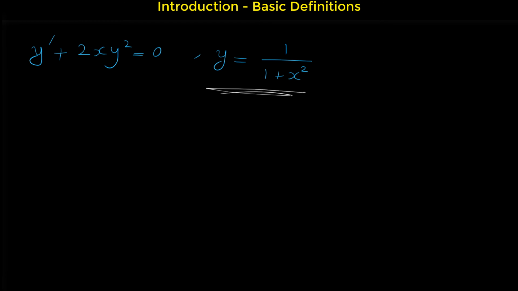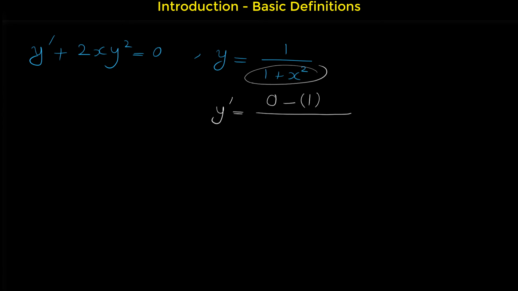For finding y prime, the derivative of this function, we have to use the quotient rule. First, we have to find the derivative of the top, which is 0, times the bottom, minus, we are writing the top function and we have to multiply by the derivative of the bottom function, which is 2x, all over the bottom function squared.